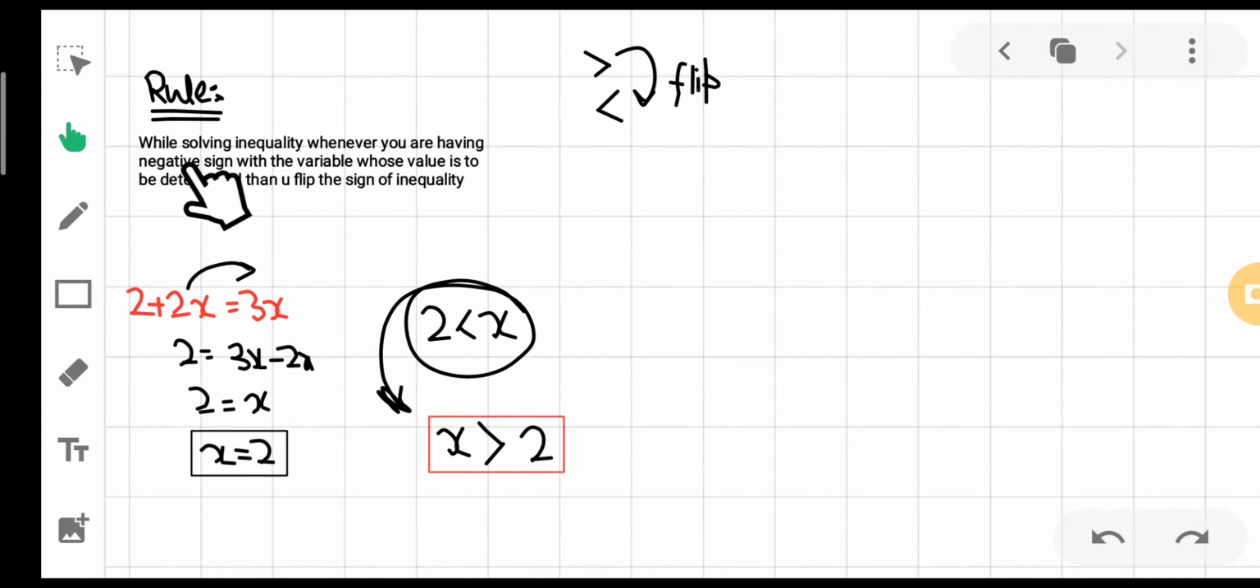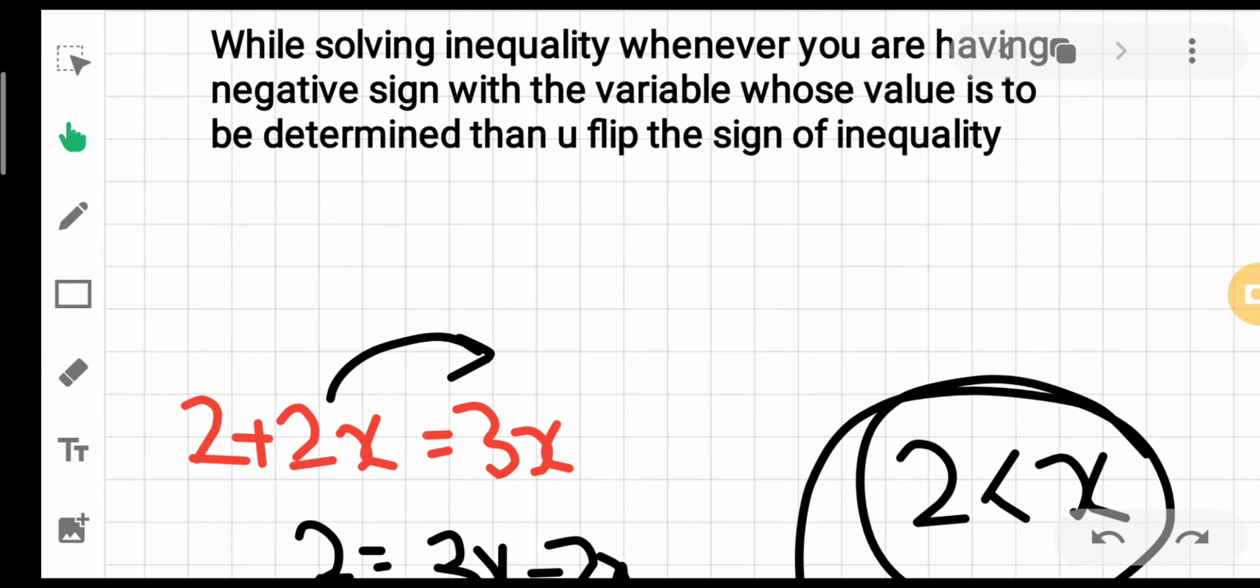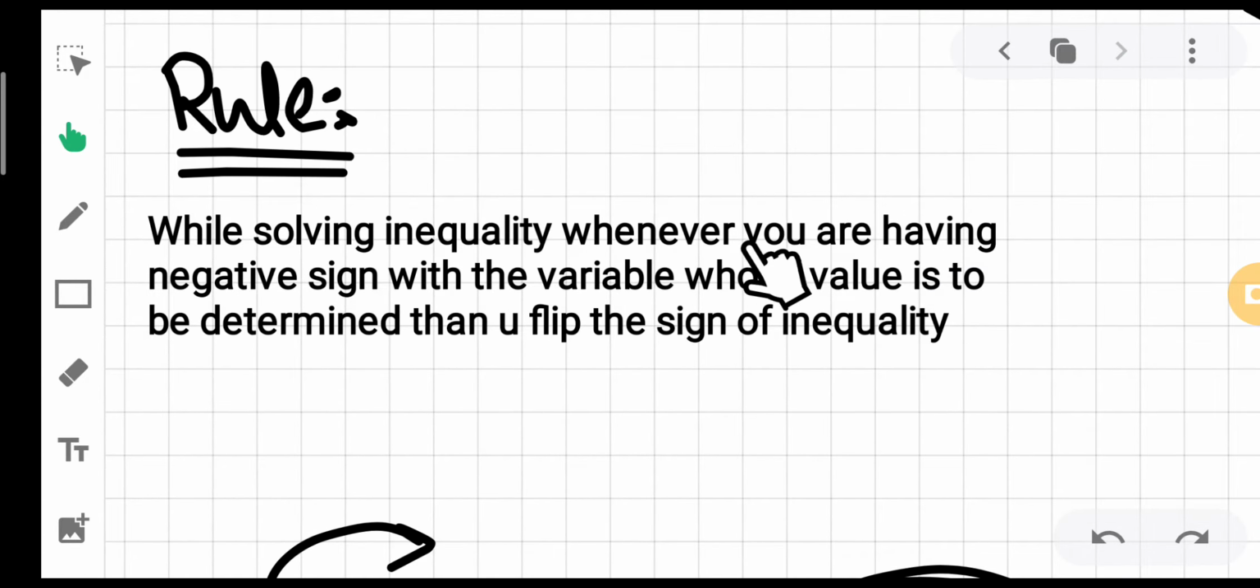Let's talk according to this sentence: while solving an inequality, whenever you have a negative sign with the variable whose value is to be determined, then you flip the sign of inequality.